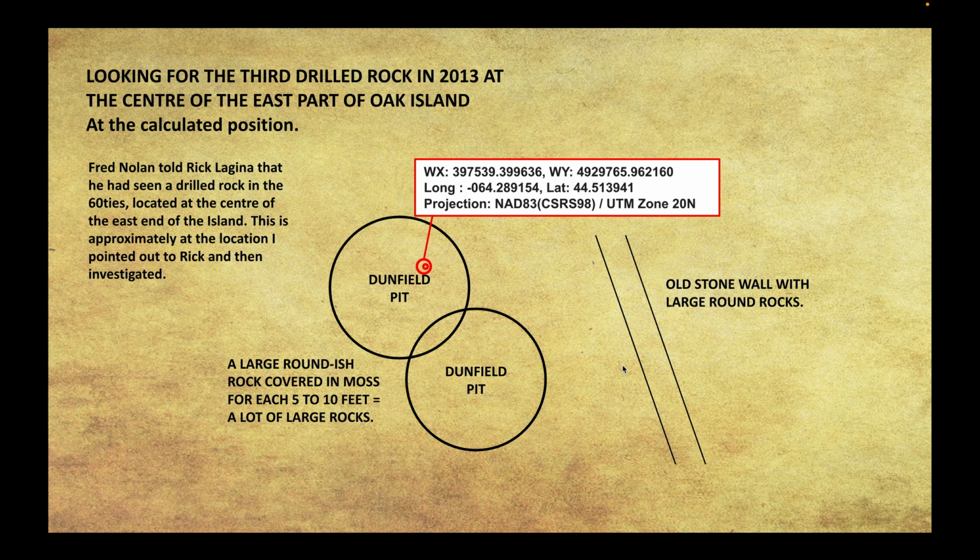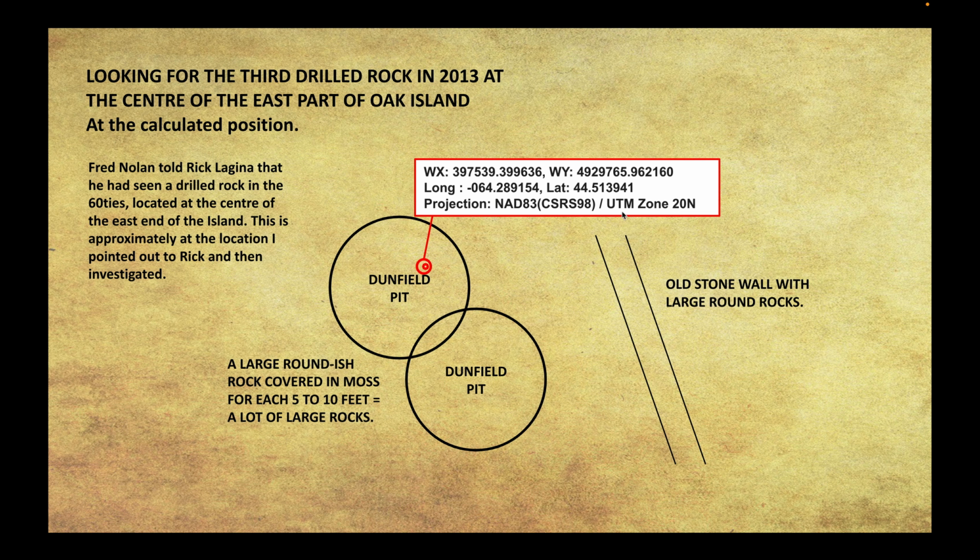And so I got permission from Rick Lagina back in 2013, I think it was, to investigate this GPS location that I got from the map I used. What we see here is there are 2 pits, like Dunfield pits, we think. It was Dunfield that did them. And there is no drill rock, but what Lagina theorized was that he dug this big pit around here because of the drill rock, because he thought there was something under it. Also Fred Nolan told Rick Lagina that he had seen a drill rock in the 60s located at the center of the east end of the island. It's approximately the same location I've investigated.